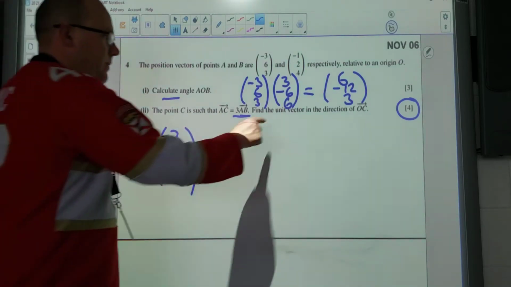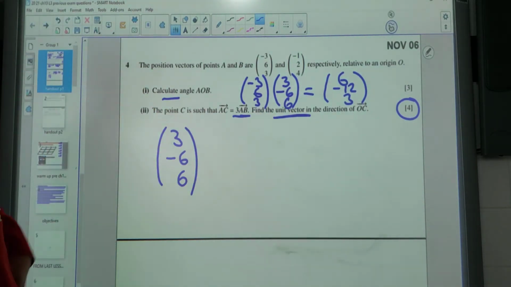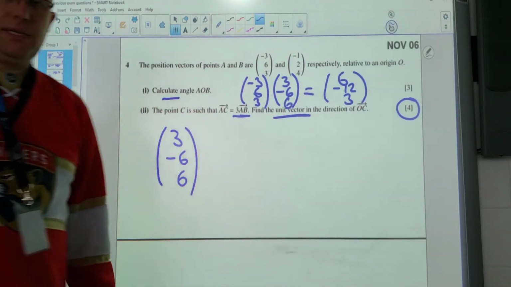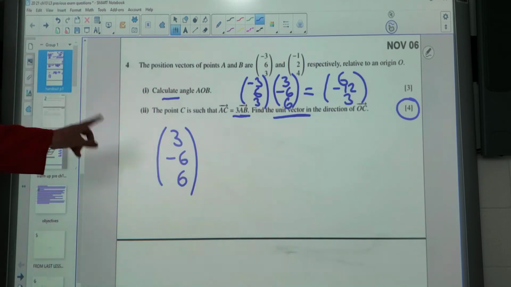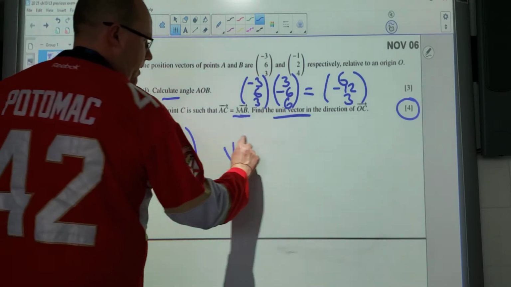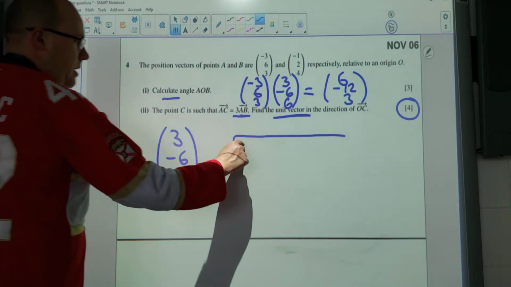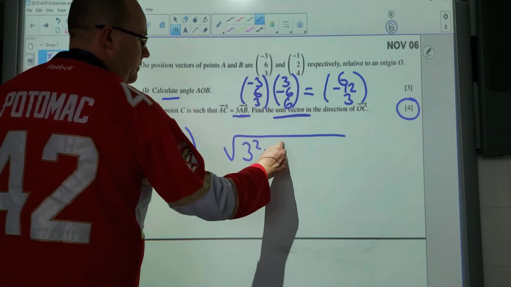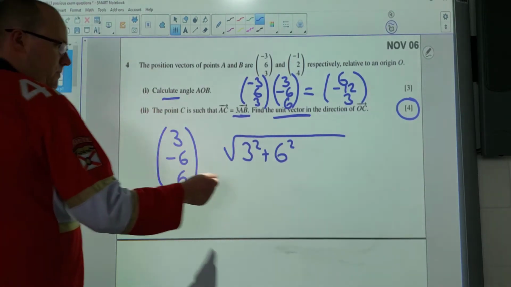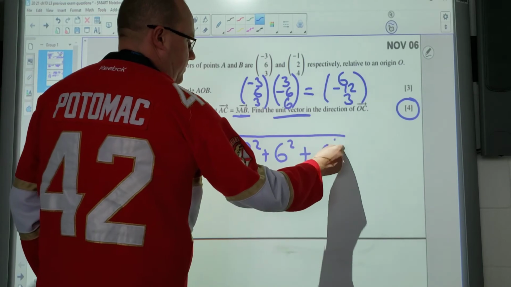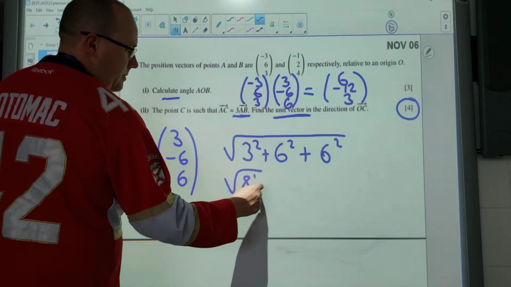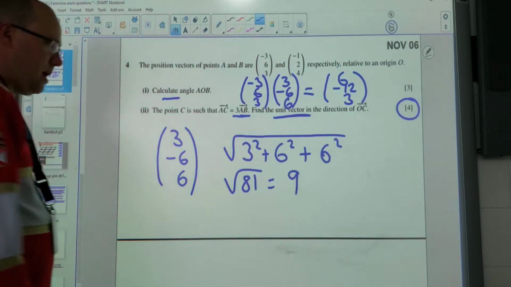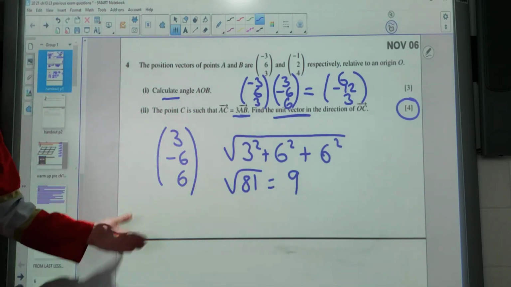Now the phrase unit vector means that it's length 1. So if it's going to be in the same direction as this, I know it's going to be some multiple of this vector here. So the first thing I need to do is find out actually how long this vector is. So I'm going back to my 3-dimensional Pythagoras. 3 squared plus -6 squared, which is the same as 6 squared, plus 6 squared, 36, 36, and 9 gives me the square root of 81, which is 9. So this vector is actually 9 units long.